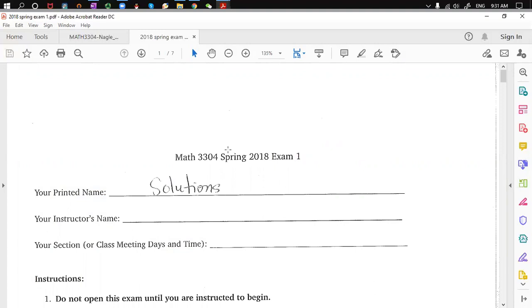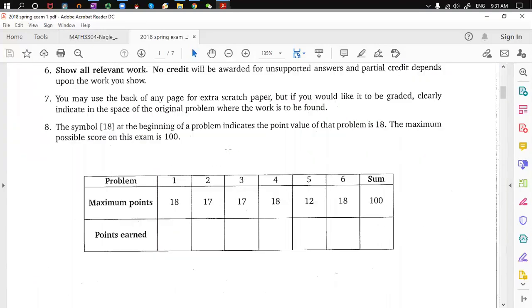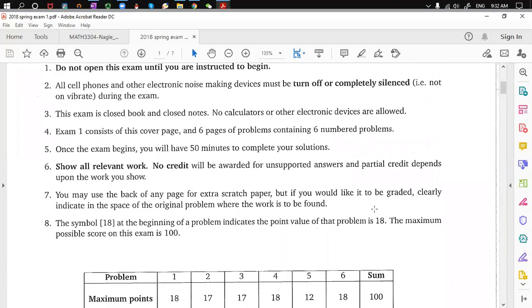Now how does the exam look? You can see this is the first page of an exam. Usually, our first exam consists of 5 to 6 problems, summing up to 100. For example, this exam has 6 problems and sums to 100. You have 50 minutes for this exam, so approximately 10 minutes or less for each of those problems. That's kind of a short exam.